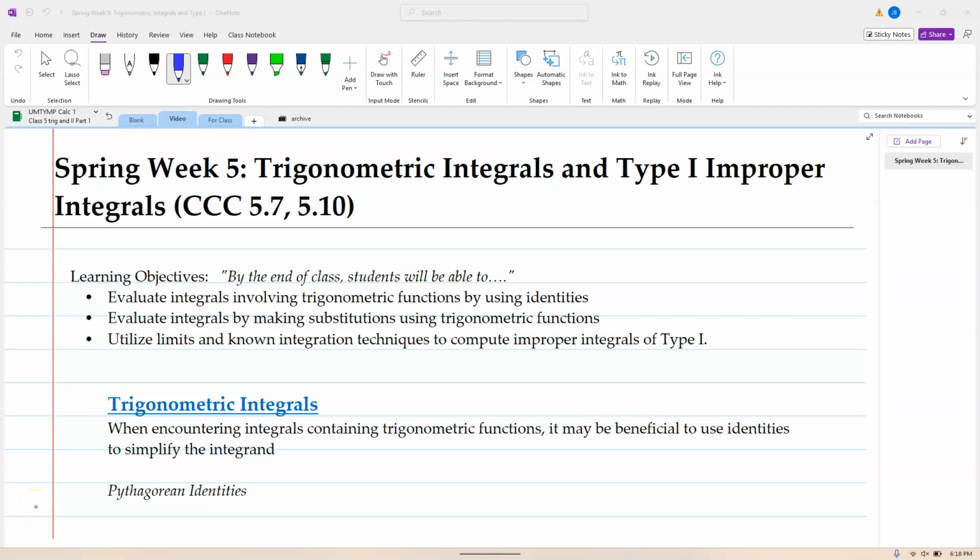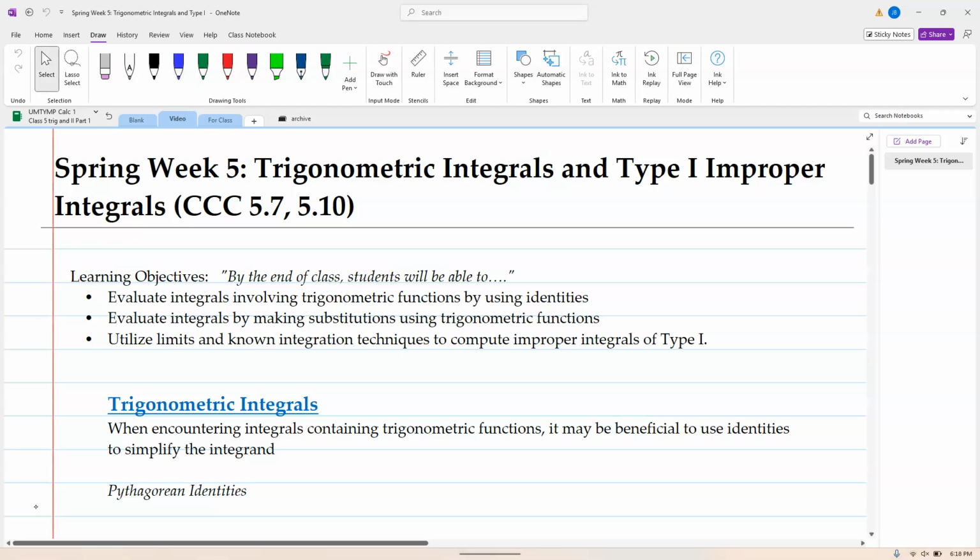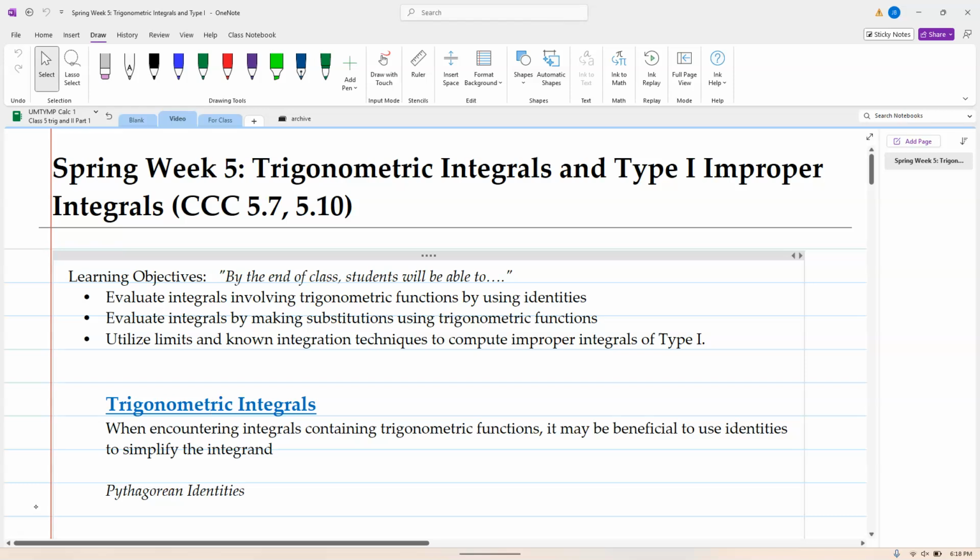Welcome in. This week we're going to look at a few remaining strategies for integration involving trigonometric functions, and then also another topic with integrals called improper integrals, and specifically focusing on what we call type 1 of 3. So more on that in a later video, but we'll dive into trig integrals first.